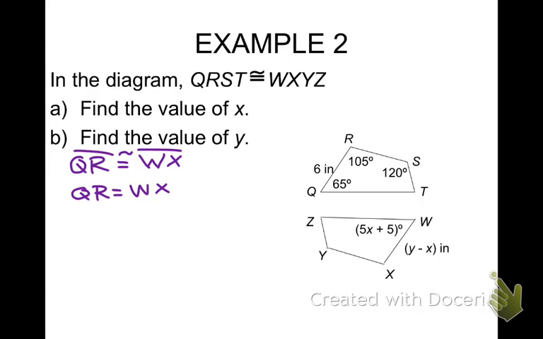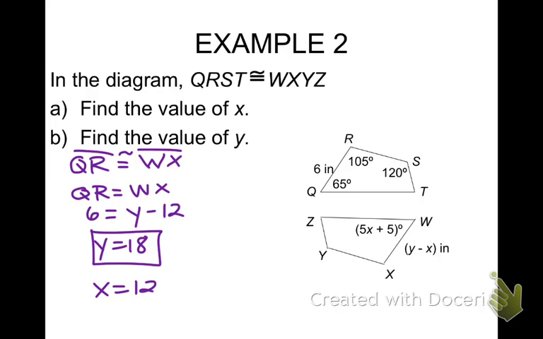Well, what is QR's length? 6. What is WX? Y minus X, but what is X? 12. So that's kind of like a double substitution going on. Next move. Add 12. So we get Y is equal to 18. So we got Y is equal to 18, and we said that X was equal to 12. Done. Isn't that lovely?